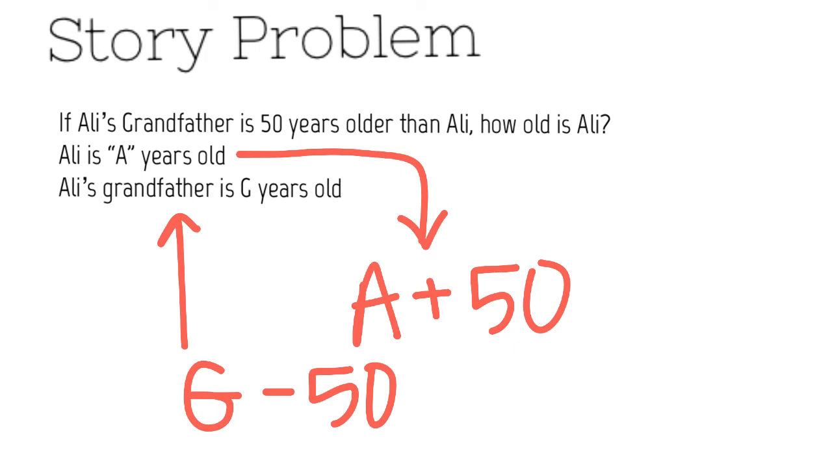Either way, we're either going to take Allie's age and add the 50 years, or we're going to take her grandfather's age and subtract the 50 years. Both will tell us how old Allie is. Both are correct answers. If I'm going too fast, remember you can pause me and re-listen or go back. Don't feel like you have to keep pace with me.